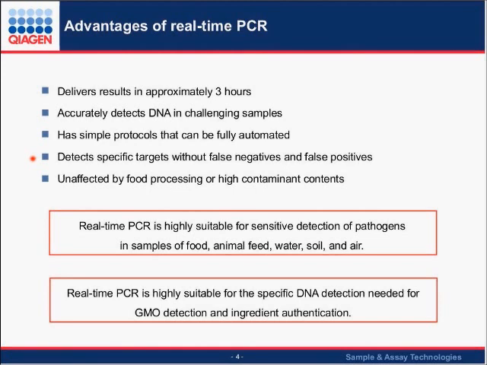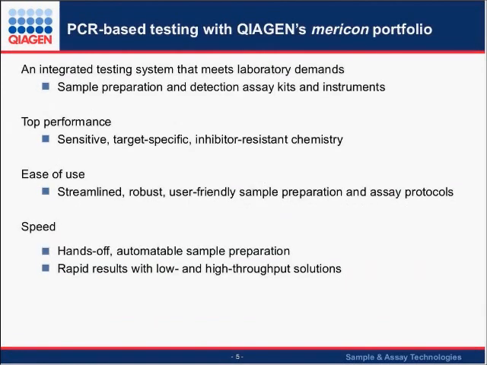So when you have good specificity with real-time PCR, it's a very good detection system, and it is unaffected by food processing or high contaminant contents. So real-time PCR is highly suitable for sensitive detection of pathogens in samples of food, animal feed, water, soil, and air. And it is also highly suitable for DNA detection, specifically needed for GMO detection and ingredient authentication.